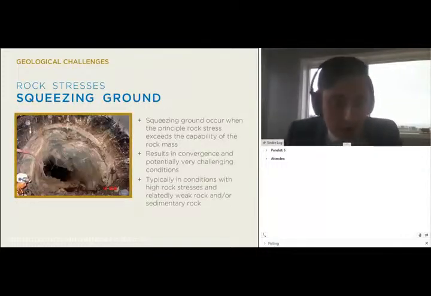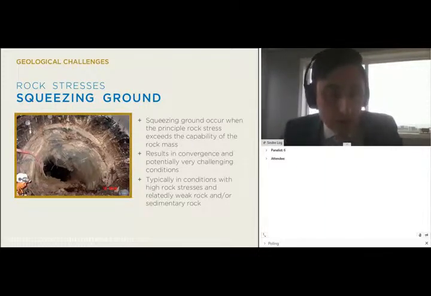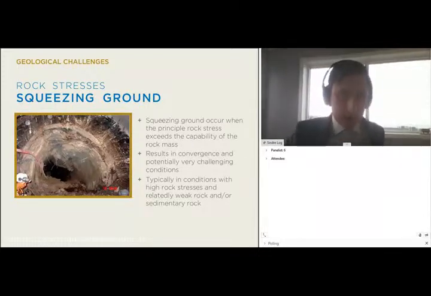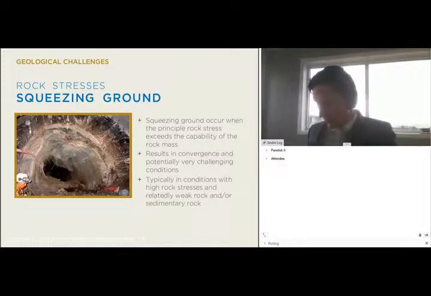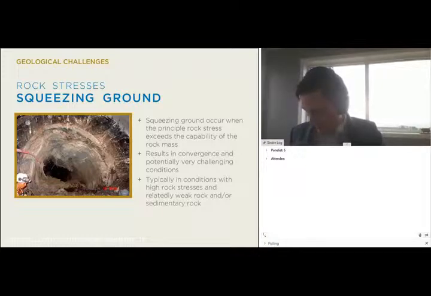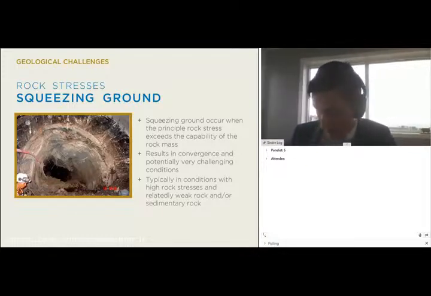The same goes for squeezing ground. You have a rock stress situation which exceeds the capability of the rock. However, the rock behaves somewhat differently than in rock bursting, and you get convergence in the tunnel. This is very typical for sediment or weak rock formations and sediment.